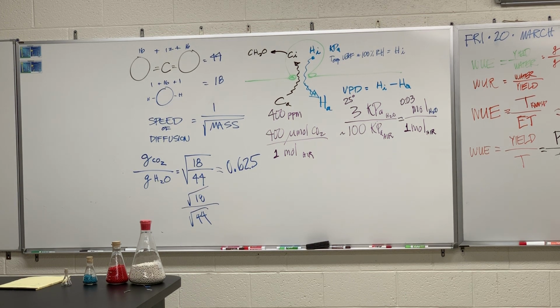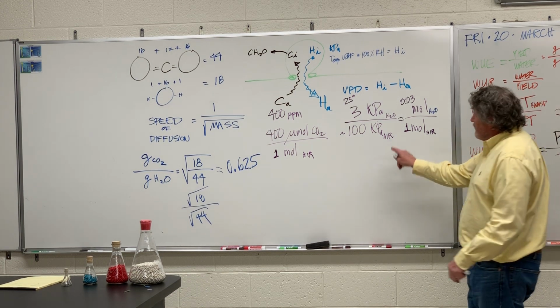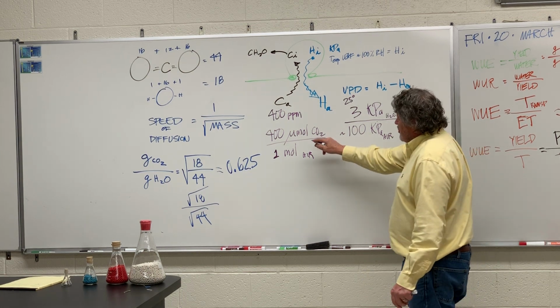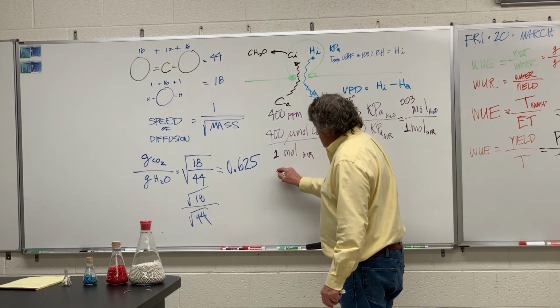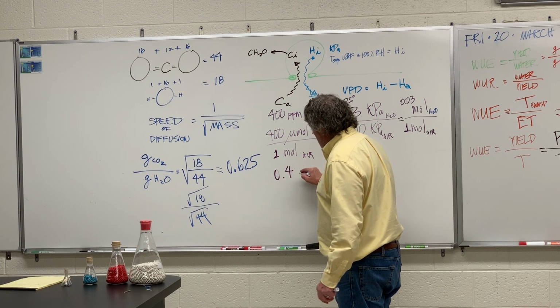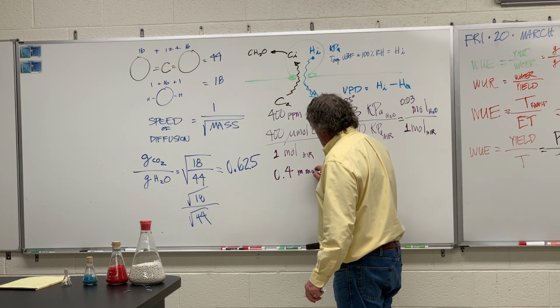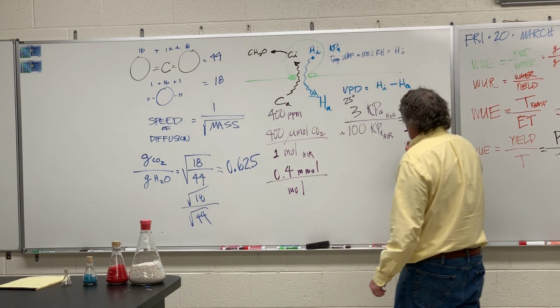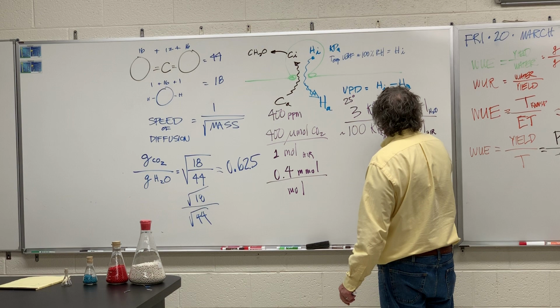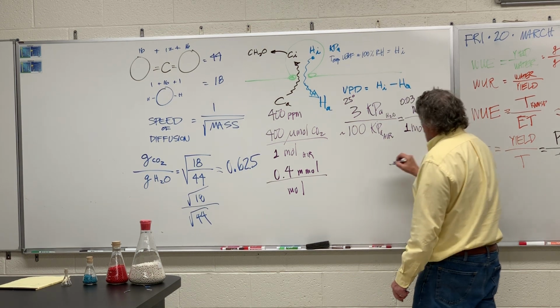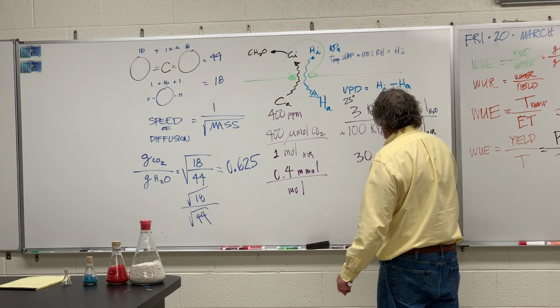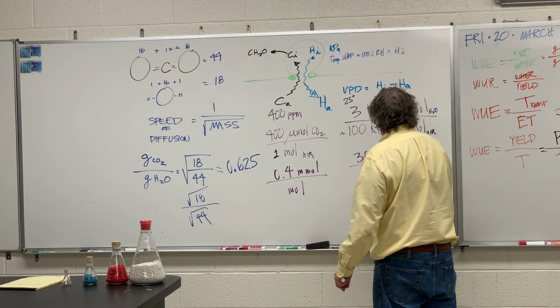So, look at the driving gradients for CO2 in the air. This one would be equal to 0.4 millimoles per mole. And this one is 0.03 moles, which is 30 millimoles per mole of air.